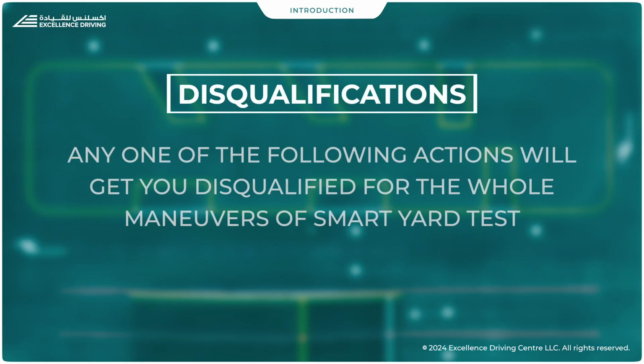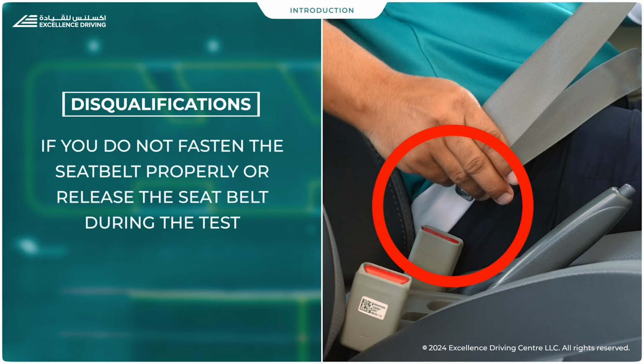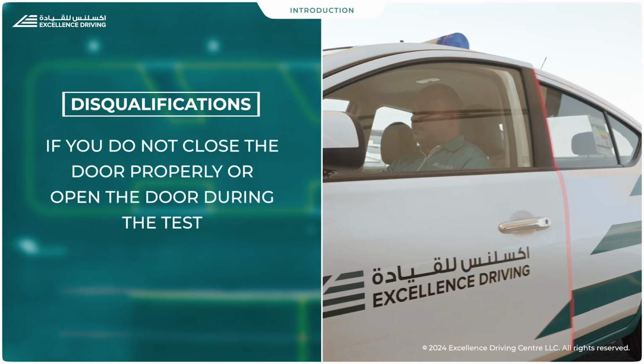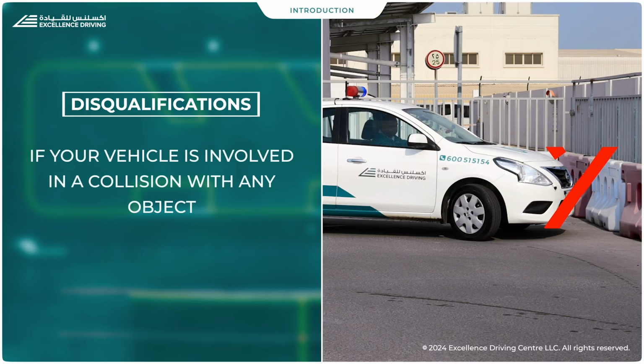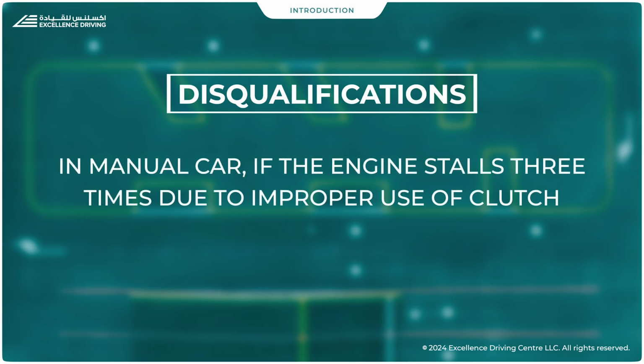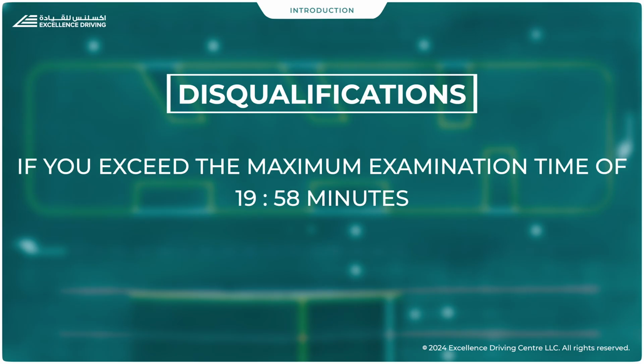Disqualifications. Any one of the following actions will get you disqualified for the whole maneuvers of Smart Yard Test. If you do not fasten the seatbelt properly or release the seatbelt during the test. If you do not close the door properly or open the door during the test. If you exceed the maximum speed limit of more than 35 kilometers an hour. If your vehicle is involved in a collision with any object. In manual car, if the engine stalls 3 times due to improper use of clutch. If you exceed the maximum examination time of 20 minutes.